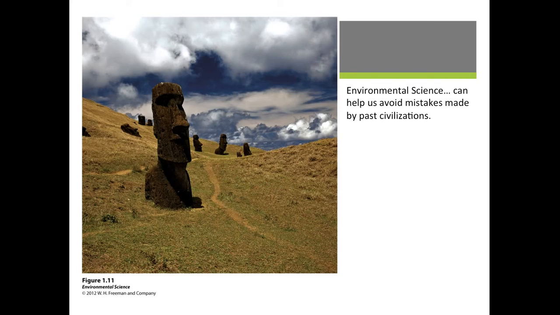Without the trees to hold the soil in place, they had massive erosion. And the loss of soil caused their food production to decrease, while other forces, including disease that was introduced by European visitors, were also involved in the destruction of the population. The unsustainable use of natural resources on Easter Island appears to have been the primary cause of the collapse of its civilization. So by studying environmental science, we hope to avoid the same mistakes that they made on Easter Island.